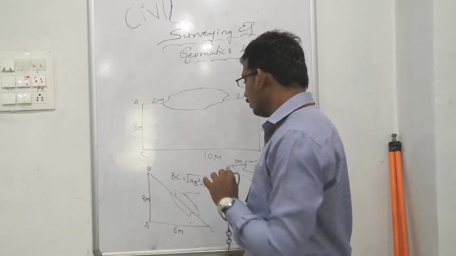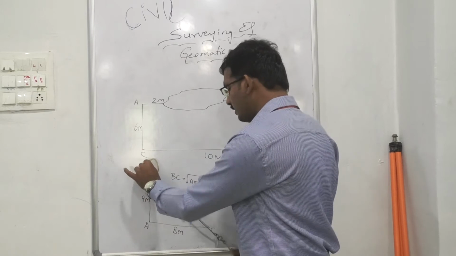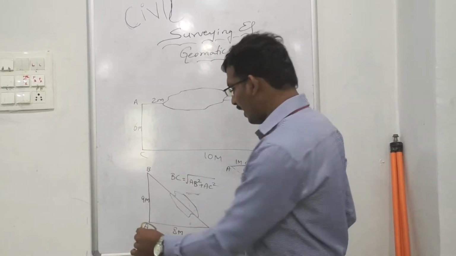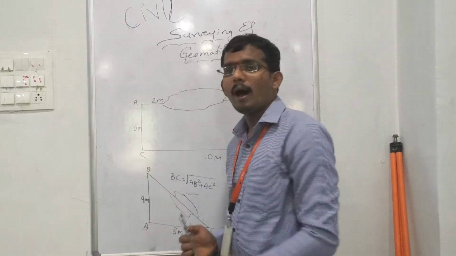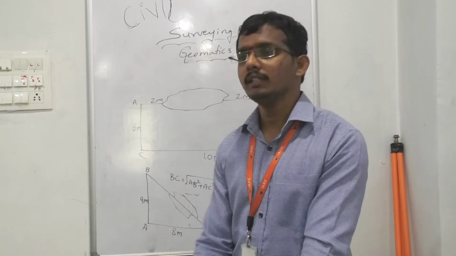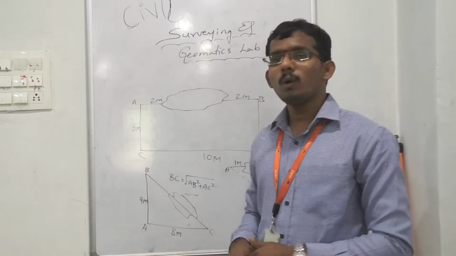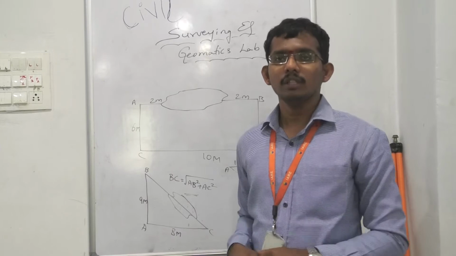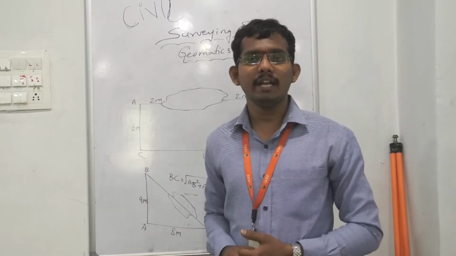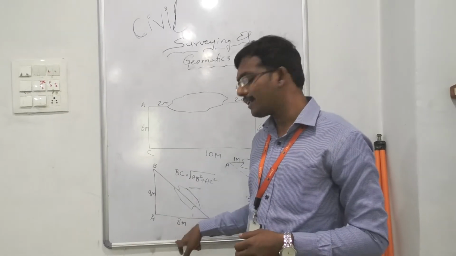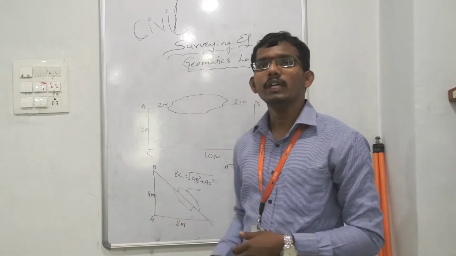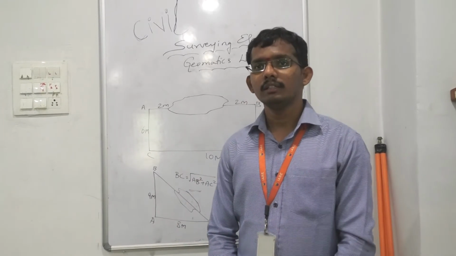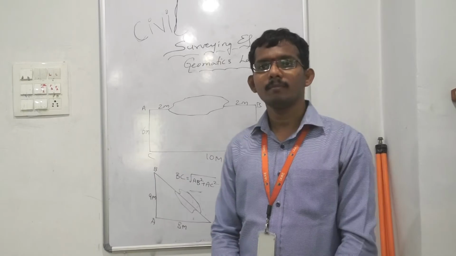Here, if you want to measure this BC, it is not possible. So you measure AC and AB and apply the Pythagoras Theorem. That is, BC is equal to root over AB square plus AC square. When you substitute the measured readings 9 and 8, square them and take the root, you get the length of the obstacle, that is BC.